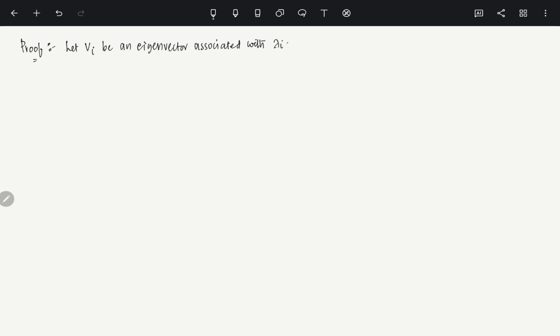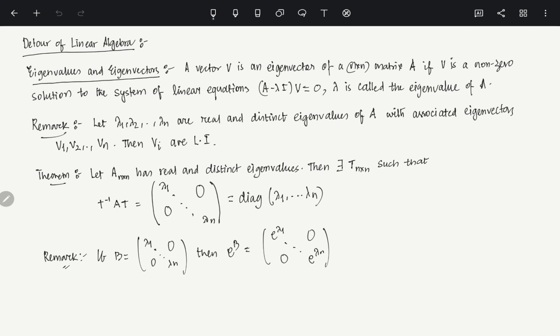Okay, and now we want to find that transformation T. See, the thing is, you are given a matrix with real distinct eigenvalues. Now you have to find a transformation which actually reduces this to a diagonal matrix, right? So essentially what you are trying to do is find a change of variable which reduces the matrix to a diagonal matrix. Think of it like that.